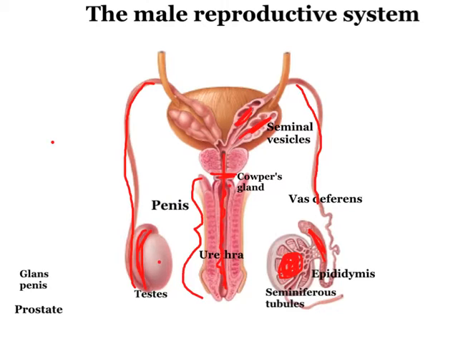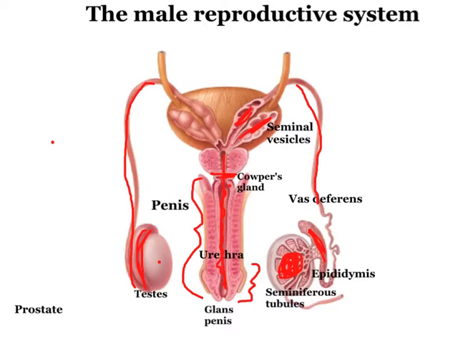Next on our list, we have the glans penis. The glans penis specifically is the tip of the penis. It's the most sensitive area of the penis, and it's involved with sexual arousal in males.